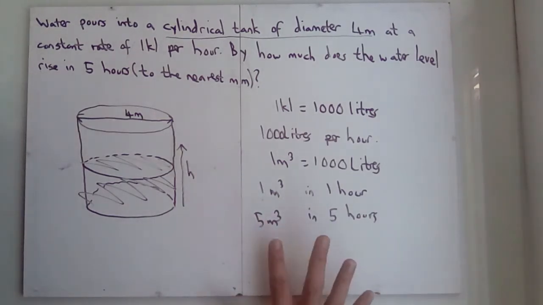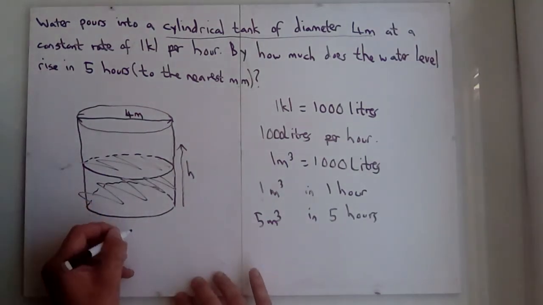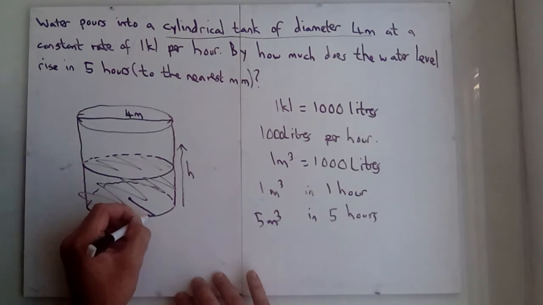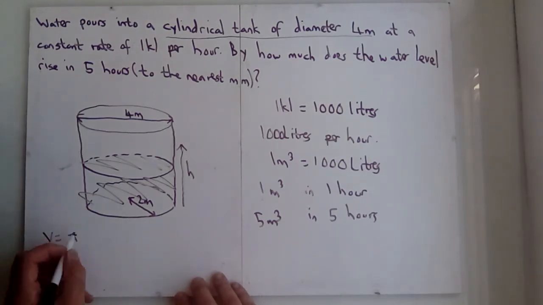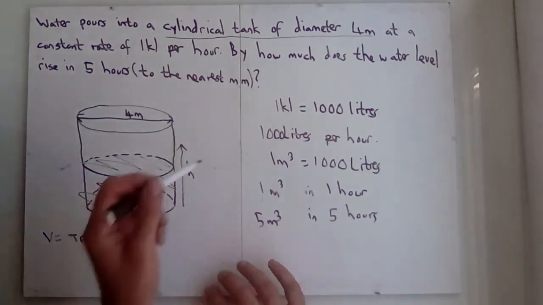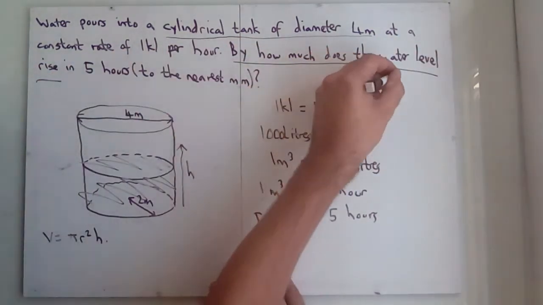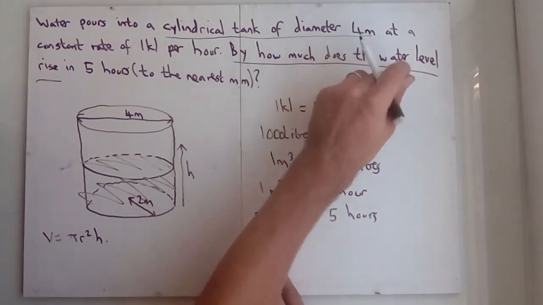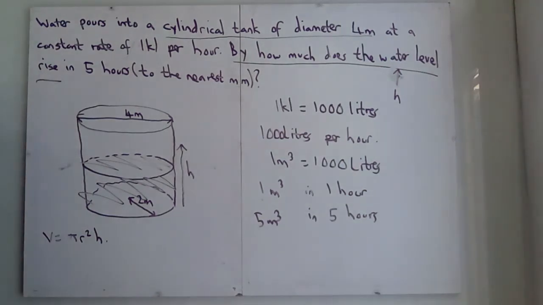We now know we have a volume to work with, and it's going to be the same units as what we've got here. So if we just deal with the radius, hopefully you either know or you can find in your formula book that the volume of a cylinder is pi r squared h, right? So we have r, h is the thing that we're not sure about. So by how much does the water level rise? That is our h, isn't it? That is the h that we don't know yet.